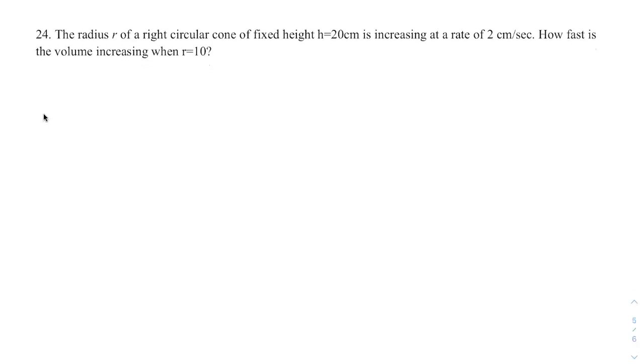Okay, last couple, they're all circular cones. They're all cones. So the next one: the radius of a right circular cone of a fixed height equal to 20 is increasing at a rate of 2 centimeters per second. How fast is the volume increasing when the radius is 10? So let's go through this.